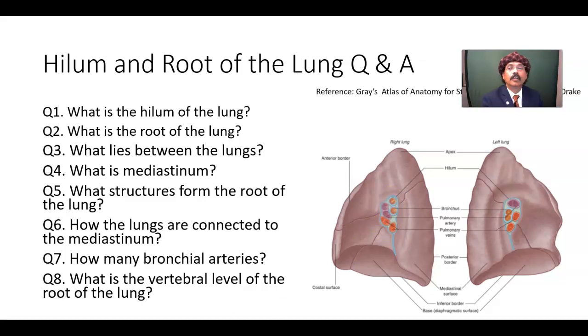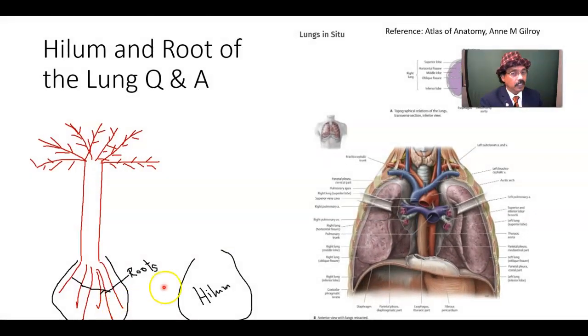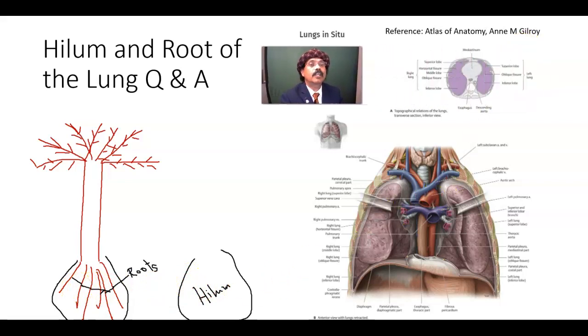So again, let us discuss. Hilum is the space, root is the structures which are present in the hilum. The structures get in and get out of the lung. Then again, hilum is the space, root is the structures, and mediastinum is the group of structures between the lungs. Lungs are not a part of mediastinum. Heart, esophagus, descending thoracic aorta, and a lot of other structures are part of mediastinum. Okay, we got that.